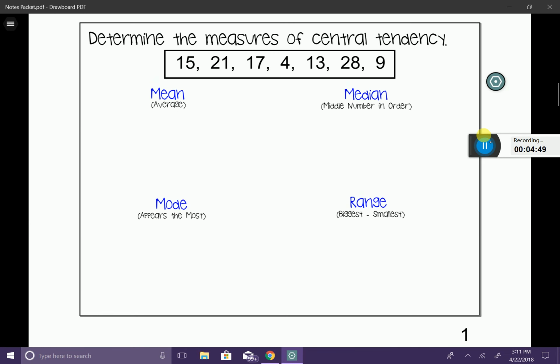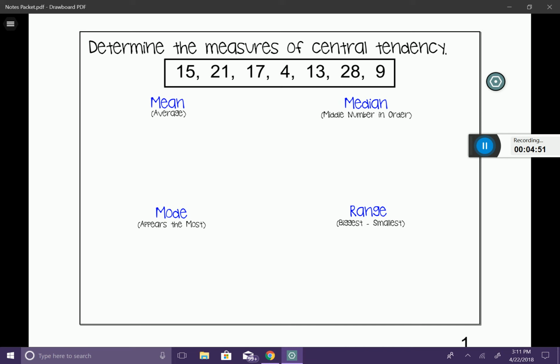Now, I do have another example here. Go ahead and pause the video and give this a try, and then we'll go over these together. All right, for this example, we're going to start with the mean. Again, the mean is when we add up all the numbers and divide by how many digits there are. So let's go ahead and try this.